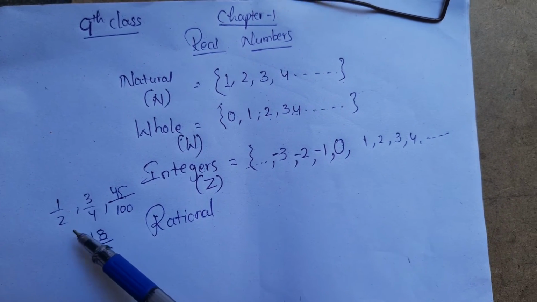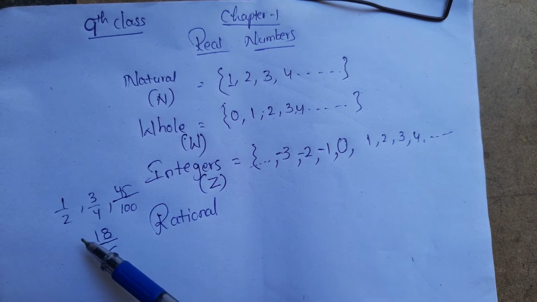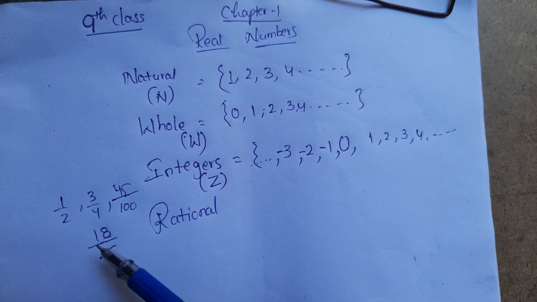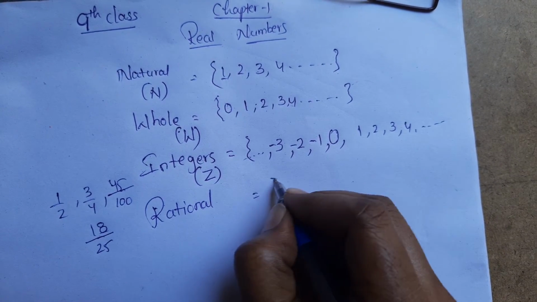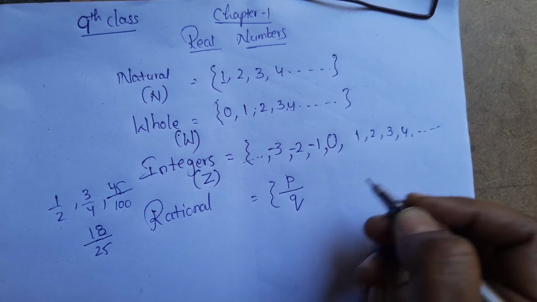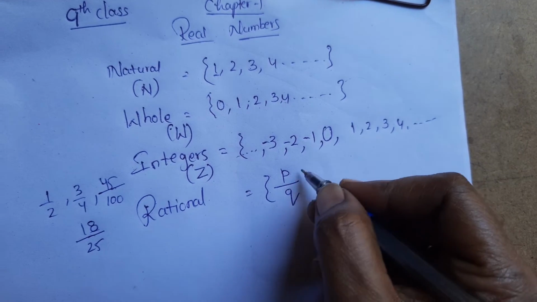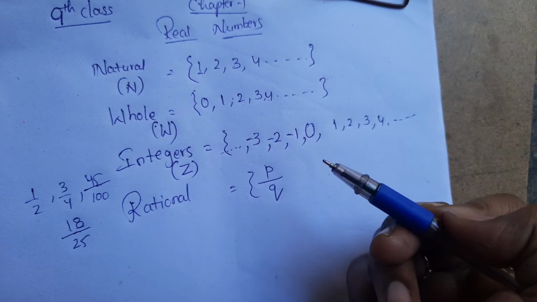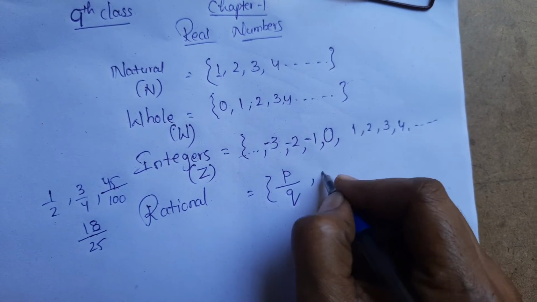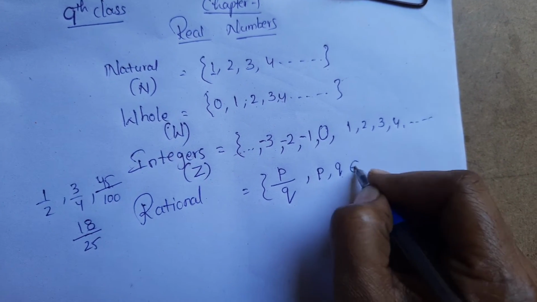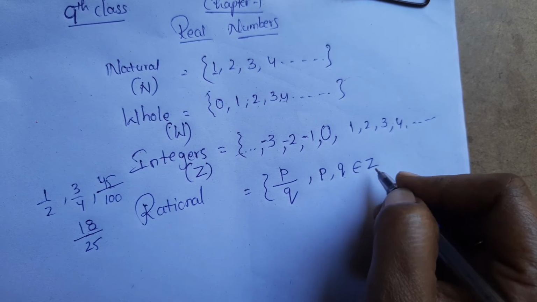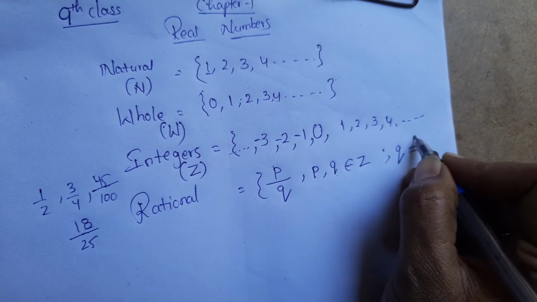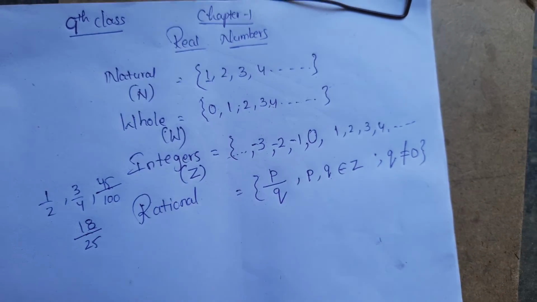All these numbers are in the form of P by Q. Here, what are P and Q? Natural numbers, whole numbers, or integers? Yes, P and Q are integers, and one more rule is that Q should not be 0. Why should Q not be 0?